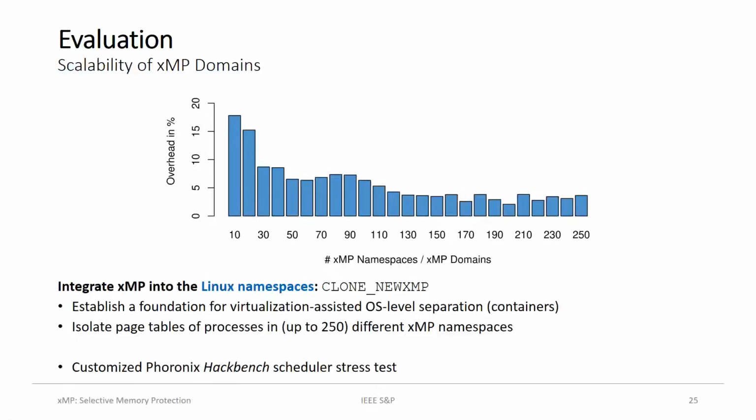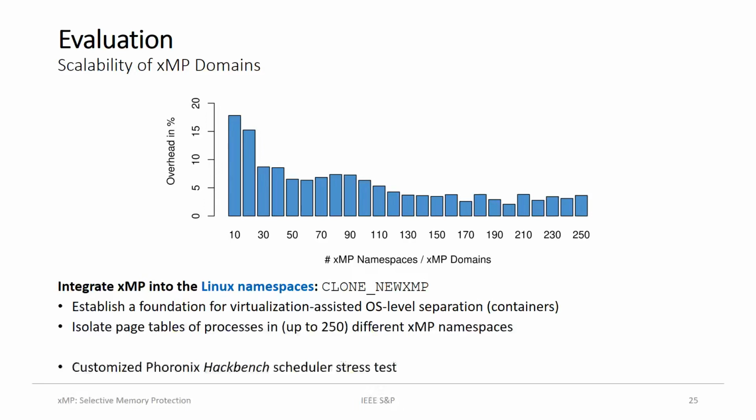In addition, we have measured the impact of an increasing number of xMP domains. For this, we have integrated xMP into the Linux namespaces framework. This allowed us to isolate selected system resources of containers. We have customized the Phoronix Hackbench scheduler stress test to create groups of processes and place them into individual xMP namespaces. Processes in the same xMP namespace isolate their page tables inside the corresponding xMP domain. This means that page tables of processes in different xMP namespaces are isolated by different xMP domains.